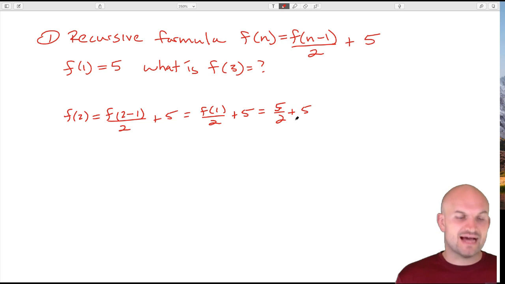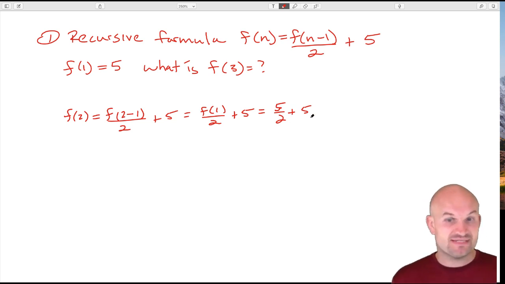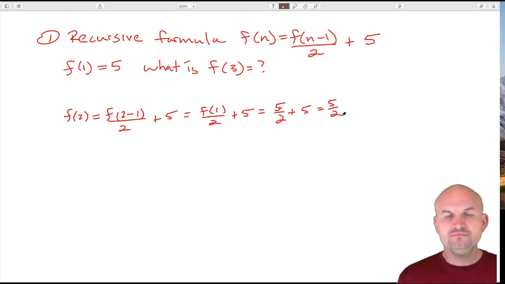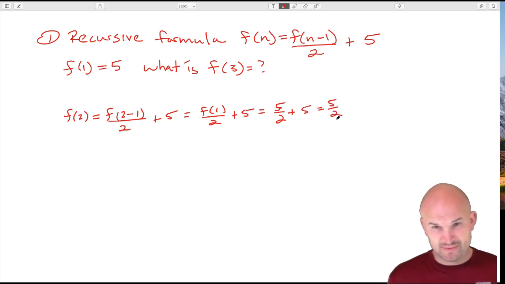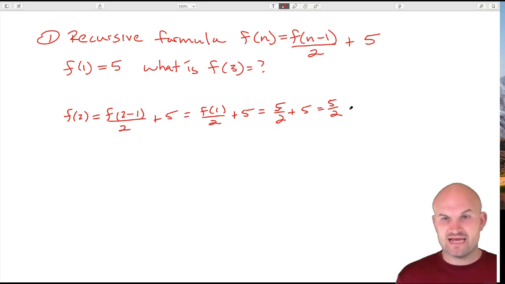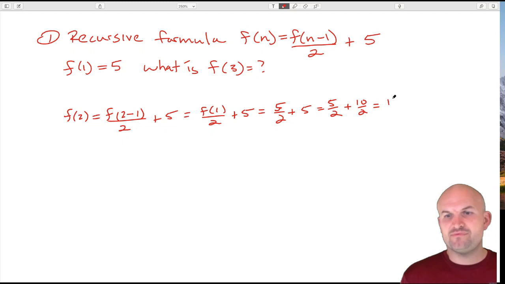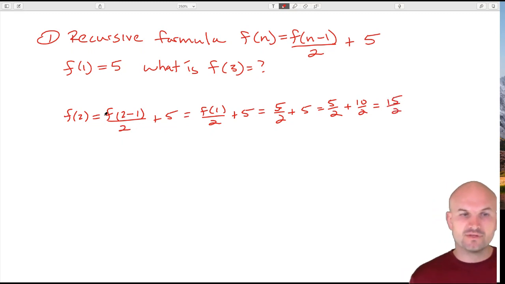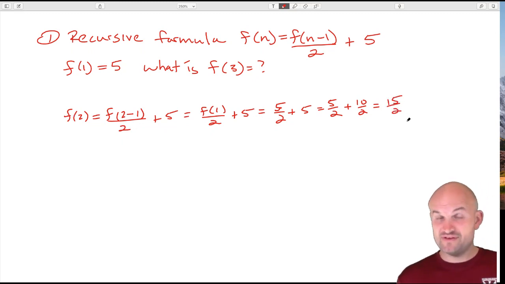Now, obviously, in this case, we need to get common denominators. So I'm going to go ahead and show my work here. To get common denominators, I'm going to multiply by 2 over 2. I'm going to change the 5 with the denominator of 2, which would be 10 halves, and that would give me 15 halves. So therefore, f of 2 equals 15 halves.